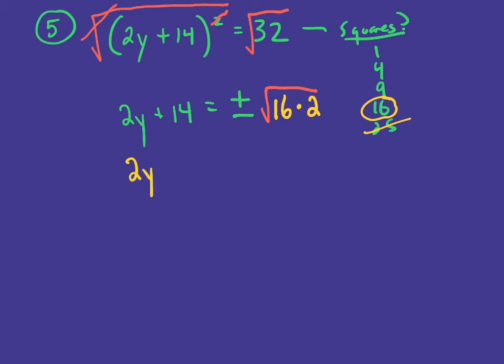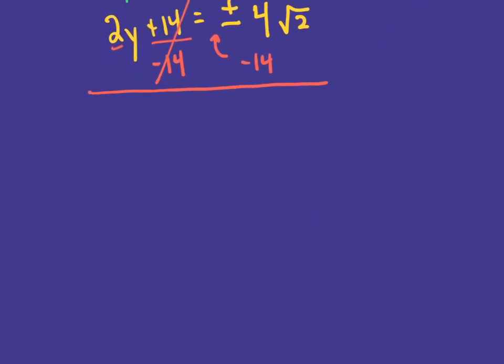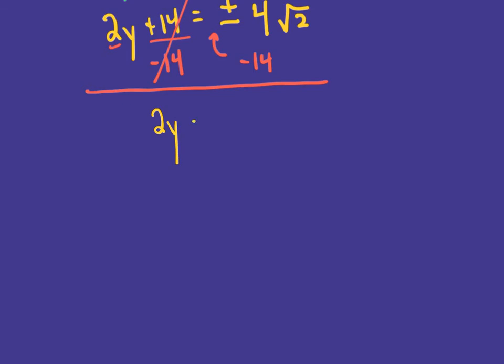So going on to the next step, 2y plus 14 equals plus or minus the square root of 16, which hopefully we know is 4. And then the square root of 2 stays on the inside there. So 4 square root of 2. Then we're just going to start moving everything away from the y. We need to get rid of the 2. We need to get rid of the 14. We'll start by subtracting the 14. Make sure you put that in front of the plus minus. So we've got 2y on the left equals negative 14 plus or minus 4 square root of 2.